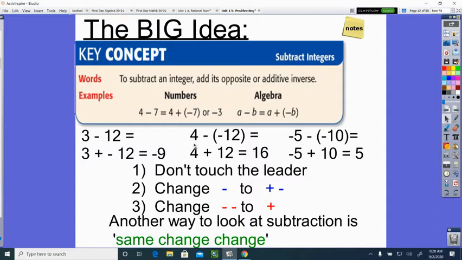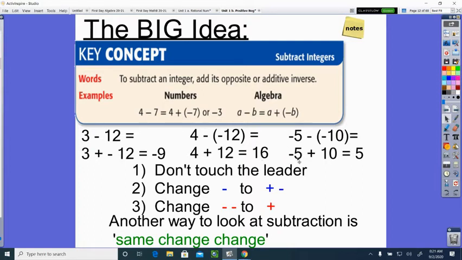Keep the 4 the same, change the minus to a plus, change the negative 12 to a positive 12, and then use your addition rules. So same, change, change. It's one of each. Subtract and keep the negative because the 12 is heavier. Same, change, change. They're both positive. Add them and keep the positive.